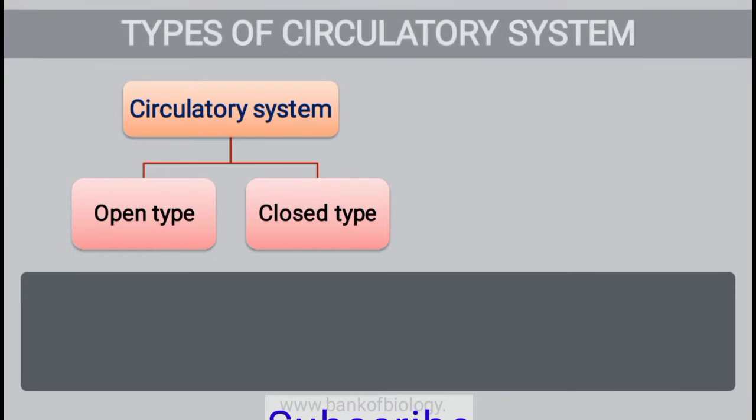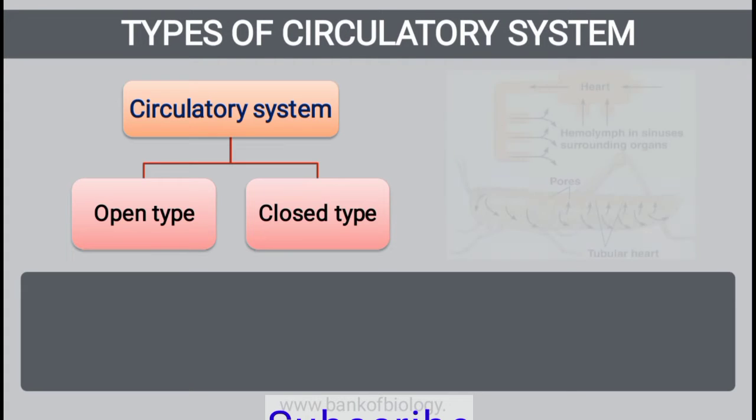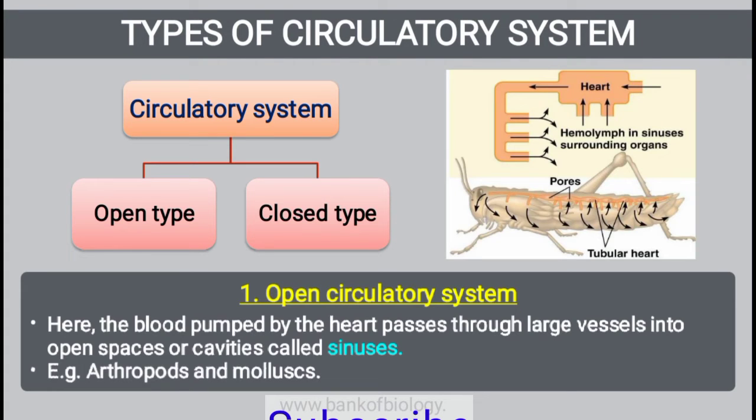In actual, the circulatory system is of two types: open type and closed type. If we talk about the open circulatory system, the blood pumped by the heart passes through large vessels into open spaces or cavities. These cavities are present in arthropods and mollusks. These cavities bear pores from where blood flows into and out, and moves back into the heart.